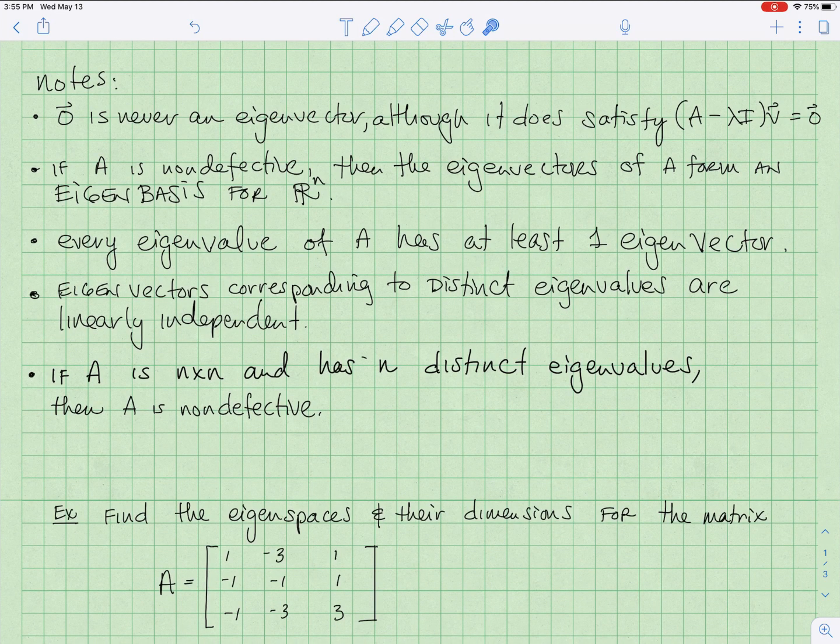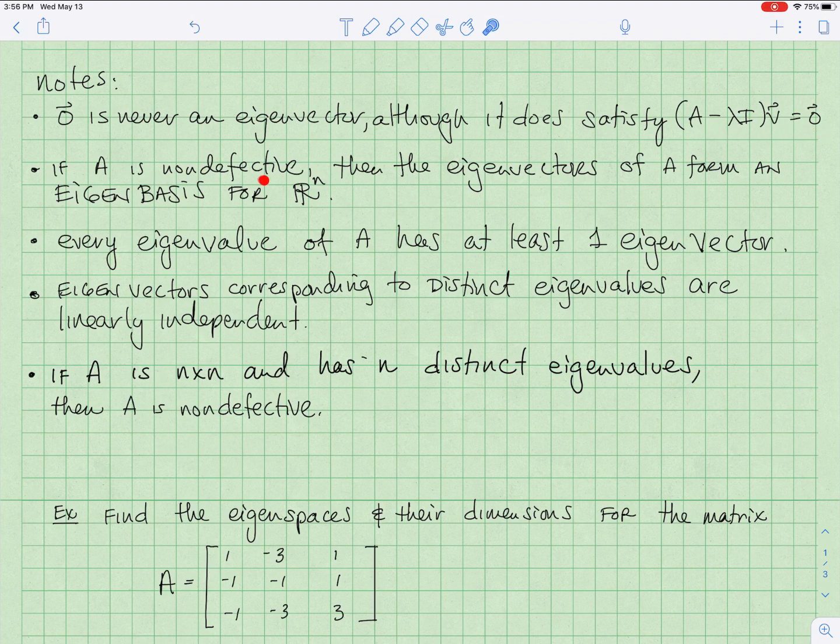As for notes, we have 5 basic ideas that you should internalize and know for maybe some true or false questions in the future. Number 1, the solution to this eigenvalue problem, we're always interested in non-trivial solutions. And so as a result, the 0 vector is never an eigenvector, even though it does satisfy this equation. It's the trivial solution, and we're looking for non-trivial solutions.